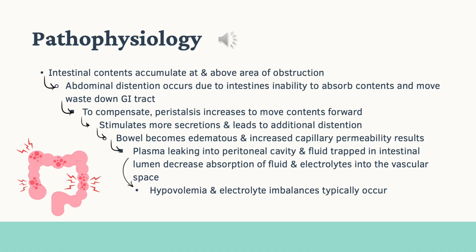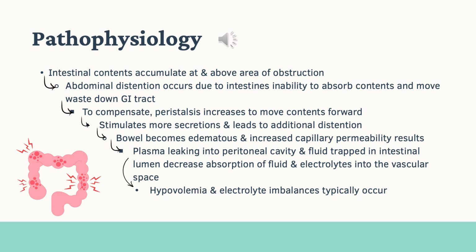All right, so now let's take a closer look at what happens in the body during an intestinal obstruction. Whenever an obstruction occurs, intestinal contents will begin to accumulate above the area that's affected. This leads to abdominal distension as the intestines aren't able to absorb the contents or move waste through the GI tract. To compensate, especially in the case of a mechanical obstruction, the body is going to increase peristalsis in an attempt to push the contents forward. However, this often backfires. It leads to increased secretion of fluids into the intestine, which can further worsen the distension.